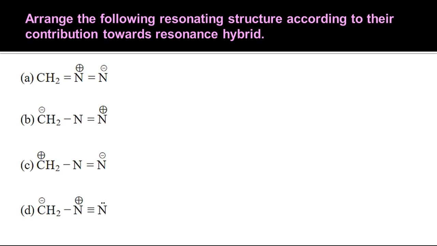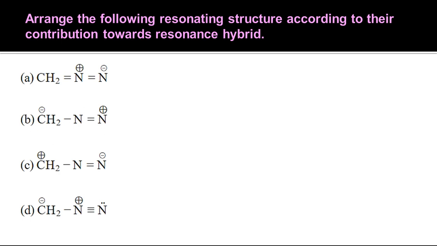Arrange the following resonating structures according to contribution towards the resonance hybrid. Now this is another way of saying just arrange it according to stability, because the more stable the structure, the more contribution it will have towards the resonance hybrid. Here we have CH2N2, diazomethane, right?